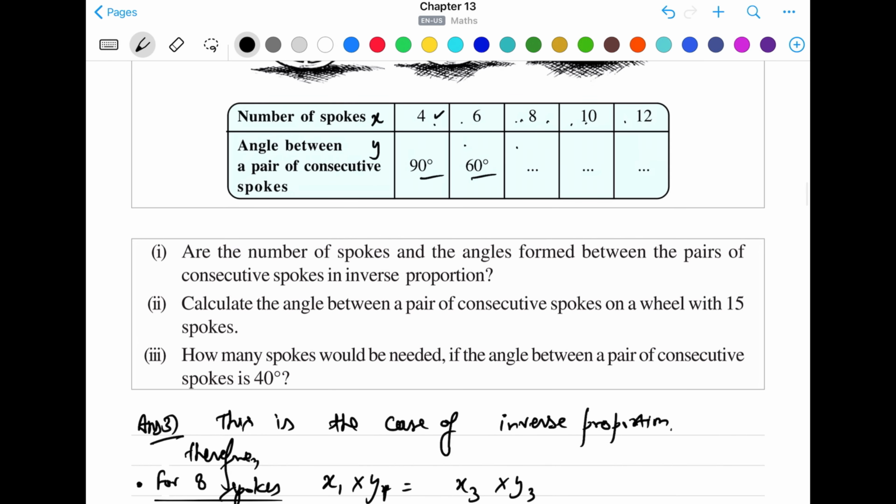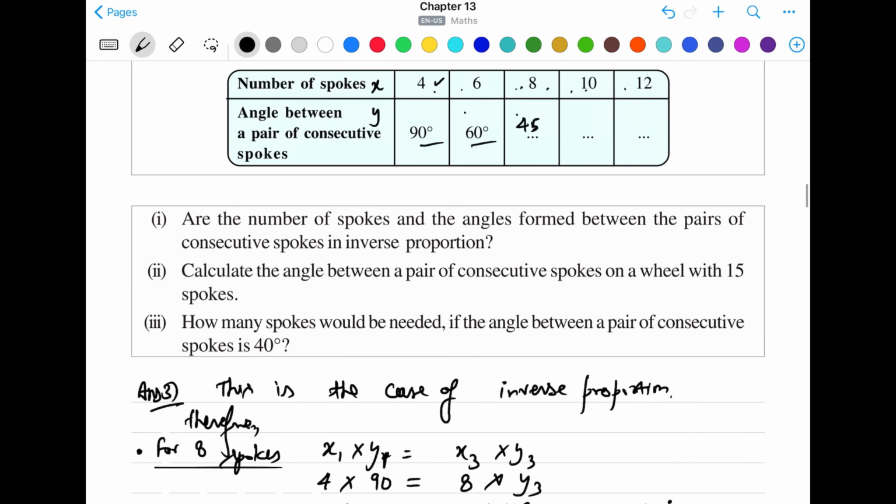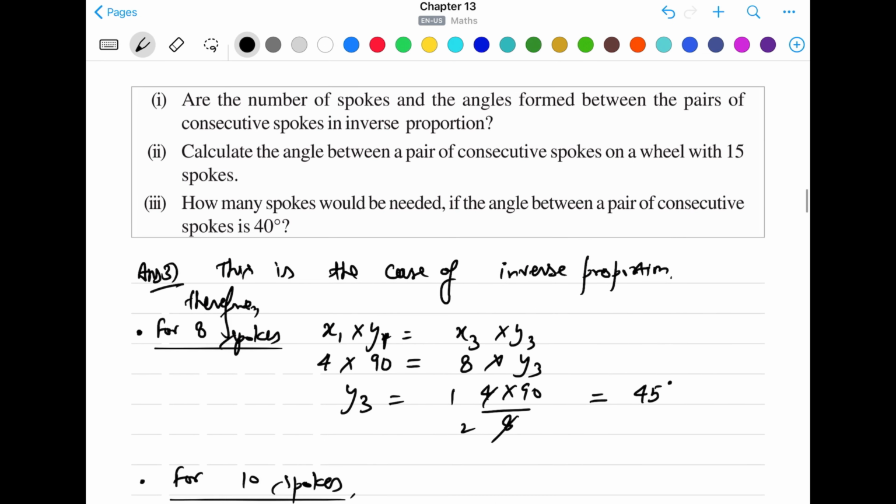So let's fill the table now. The angle here will be 45, and we have 36 and 6. Here it will be 36 and it will be 30. So that's the solution for this table.